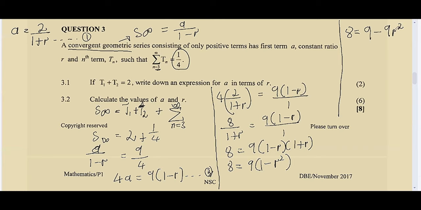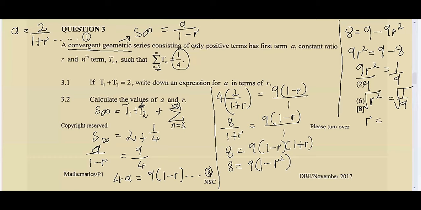Then let's take this negative 9R squared over to this side. We have 9R squared. Then we take the 8 over to that side, so we have 9 minus 8. So this is 9R squared equals 9 minus 8, which is 1. We can divide both sides by 9. Then we have R squared equals 1 over 9, right? Now we want to get rid of this square, obviously, so we square root both sides. Then R equals either positive or negative 1 over 3.